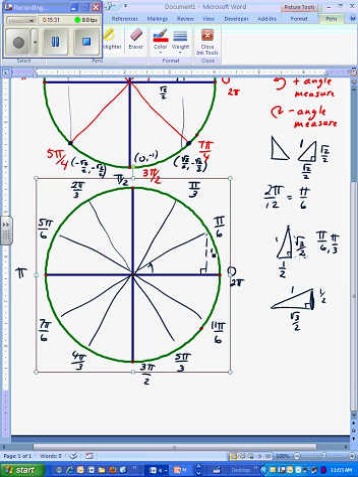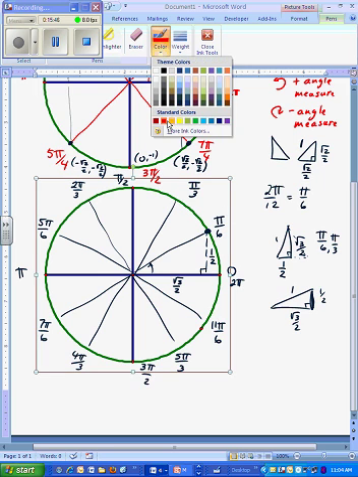All right, so then the height of this one would be 1/2, and this one would be square root of 3 over 2. Long leg, square root of 3 over 2. Short leg would be 1/2. So if I want to get the coordinates of this point, it's going to be the x. Let me use a different color.